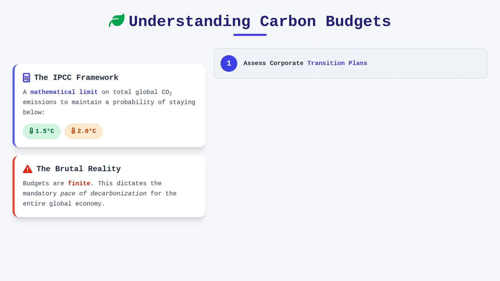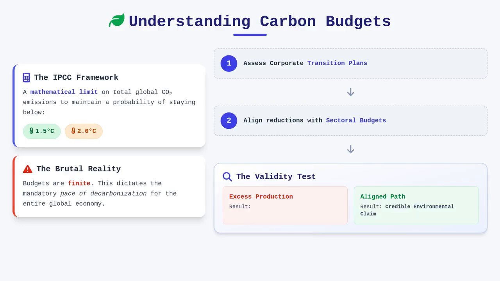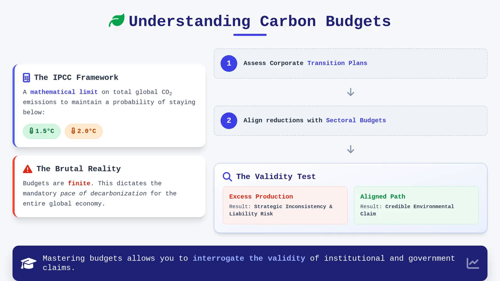When you assess corporate transition plans, you are effectively measuring how a firm's stated carbon reductions align with these remaining global carbon budgets. If a company claims to be aligned with net zero goals while relying on production trajectories that exceed the remaining carbon budget for their specific sector, you are likely looking at a potential liability risk or a strategic inconsistency. By mastering how to derive and interpret these budgets from the core reports, you gain the ability to interrogate the validity of environmental claims made by institutions and governments alike.